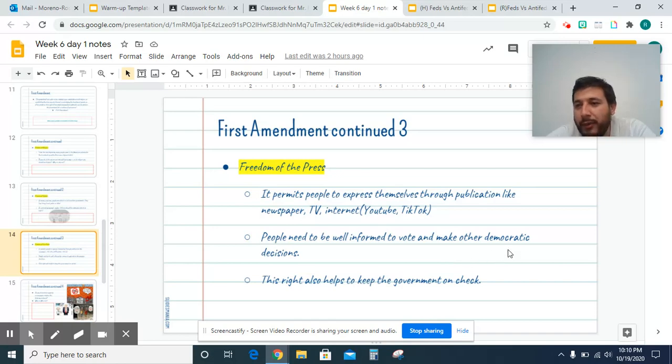Like when they're voting right now, you have to be really informed of what's going on. Okay, so this right also helps to keep government in check. This is what I'm saying about the press being like the watchdog. They're checking on the government that they're not doing something illegal or that they're torturing people or things like that. So this is what the freedom of the press does: it informs people about what the government should or should not do, but what they are doing.